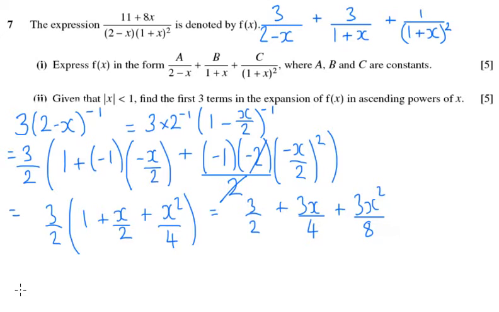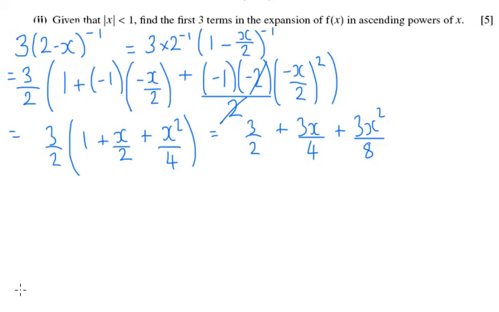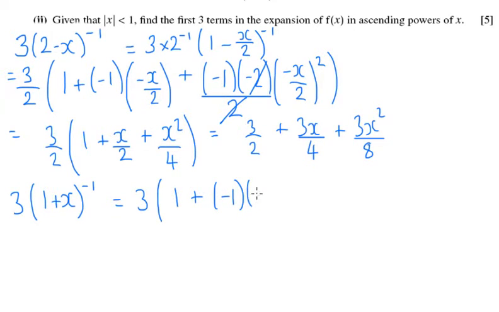So the next one we're going to deal with is the 3 over 1 plus x, the middle term. So 3 over 1 plus x is the same as 3 times 1 plus x to the minus 1. That's going to be easier to expand because we've already got the 1 that we need. So that's the same as 1 plus nx, this time n is minus 1. x is just x, so that's easier. Plus n times n minus 1 x squared over 2.